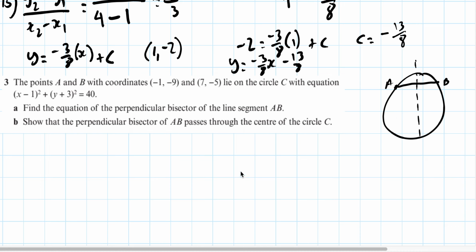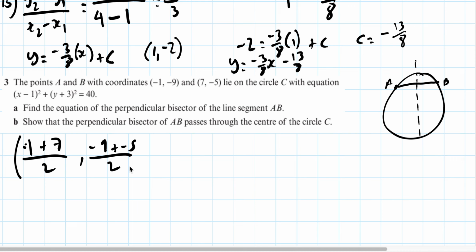So the midpoint is x1 add x2 divided by 2, and then y1 add y2 divided by 2. So minus 1 plus 7 divided by 2, and minus 9 plus minus 5 divided by 2. That equals 3 and minus 7. So we've got our midpoint, M, which is 3, minus 7.